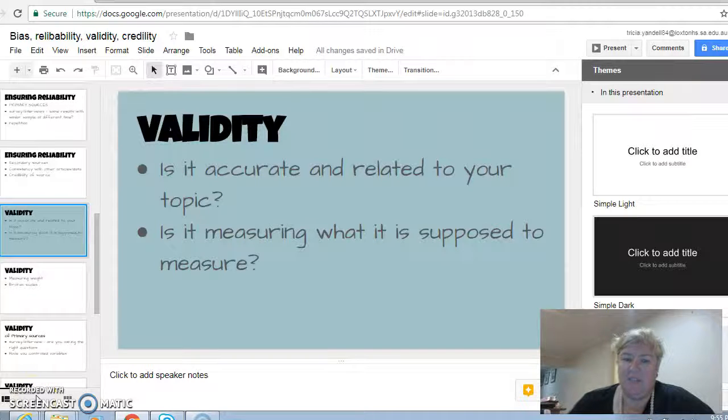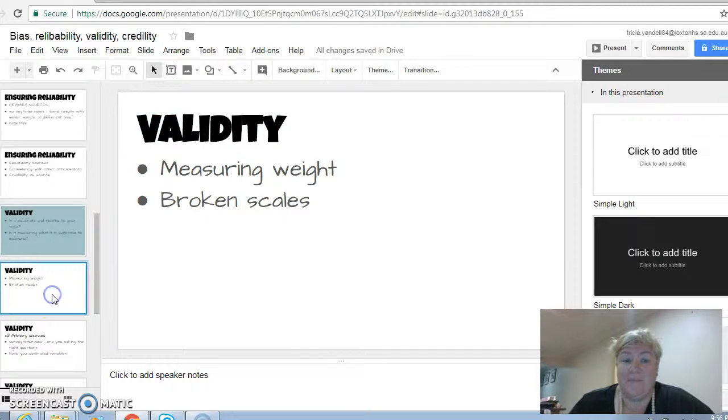Okay, this time we're going to have a look at validity. Here we're considering, is it accurate and related to your actual topic? Sometimes you can find sources that seem like they're accurate or related to your topic and they're not, so be mindful of that. Is it measuring what it's supposed to measure? So you might undertake a survey and those sorts of things. Is it actually doing what it's supposed to be doing?